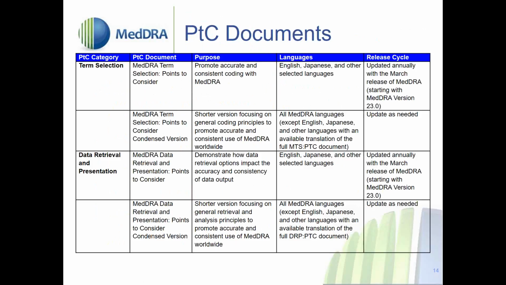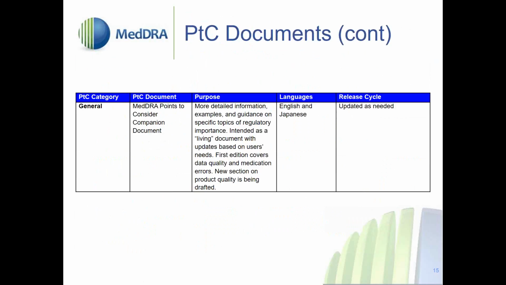And similarly, the Points to Consider Data Retrieval and Presentation document is also only going to be updated annually from now on with the March release of MedDRA, and we started this with MedDRA version 23.0 in March. This will be available in English, Japanese, and the 3 languages we spoke about: Chinese, Korean, and Spanish. And the corresponding condensed version of this document will be translated into all of the MedDRA languages except for those languages that have the full document translation. So this is a good chart to look up when each document will be updated and which languages it will be available in.